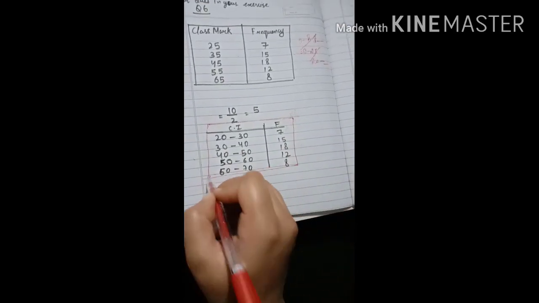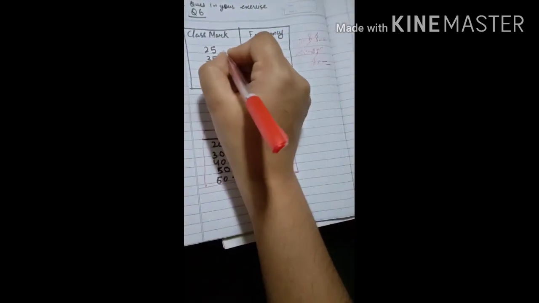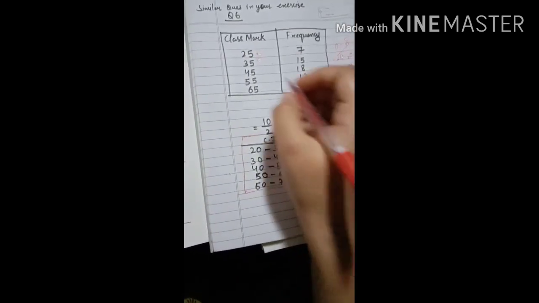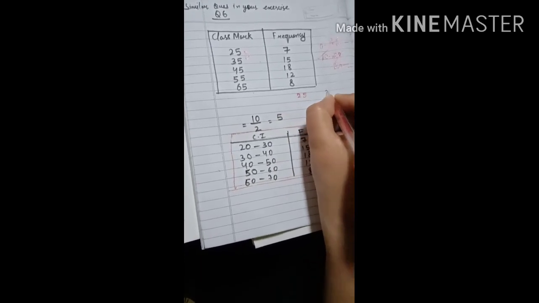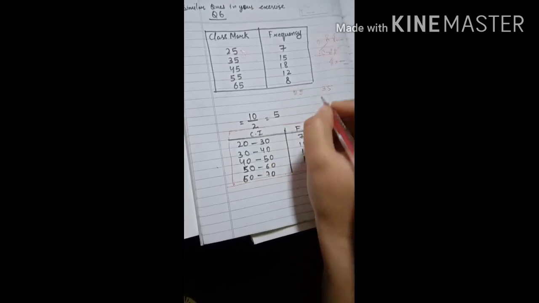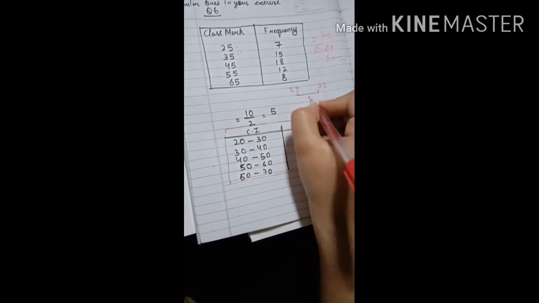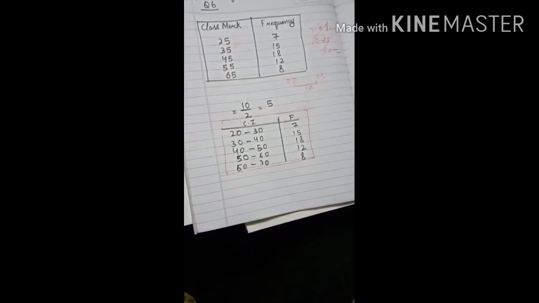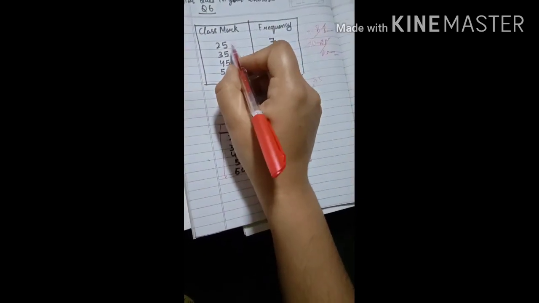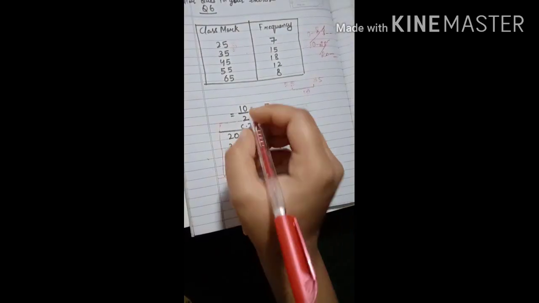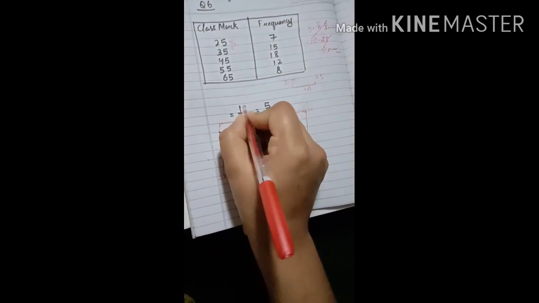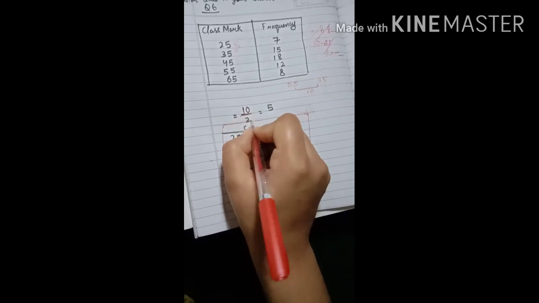How can we make it? In 2 consecutive class intervals, that is 25 और 35, इनके बीच में कितना गैप है? 10 का। जितना भी गैप आता है दो कंसेक्टिव क्लास मार्क के बीच में, वो हम लिखेंगे 10, उसको डिवाइड करेंगे 2 से, वी गेट 5.